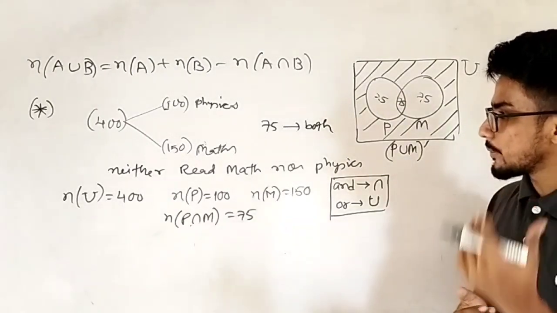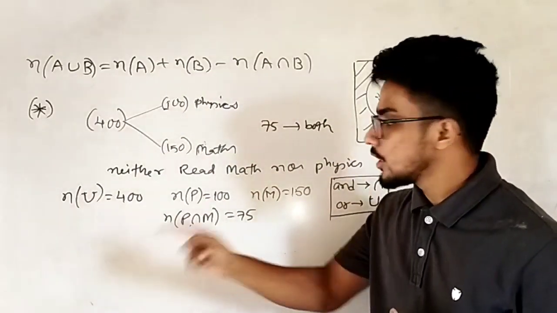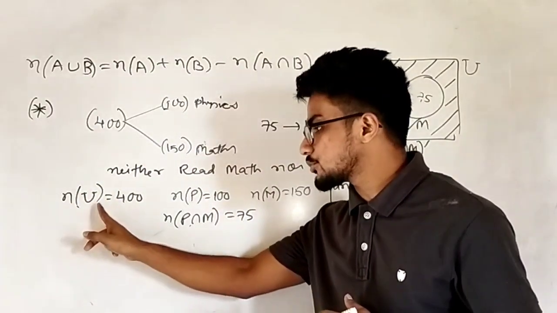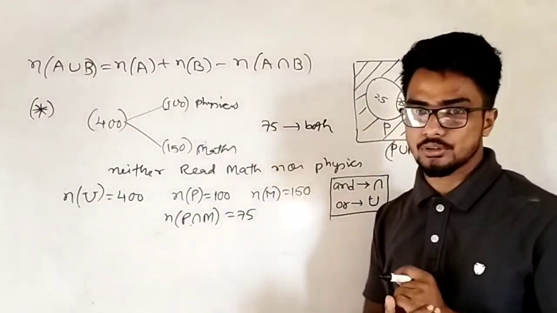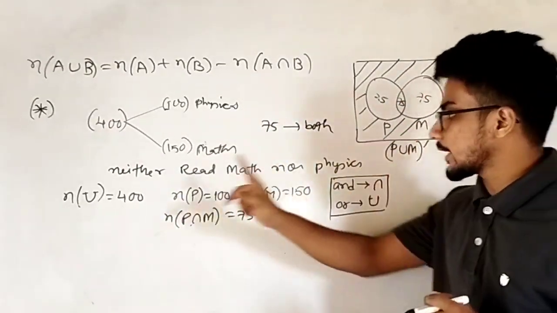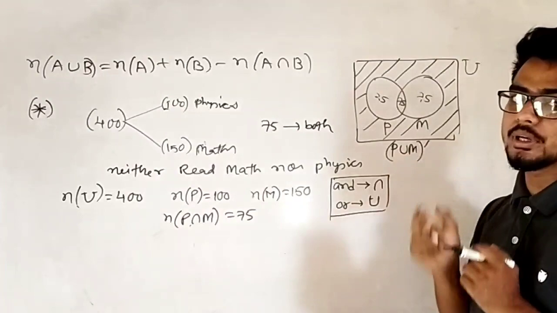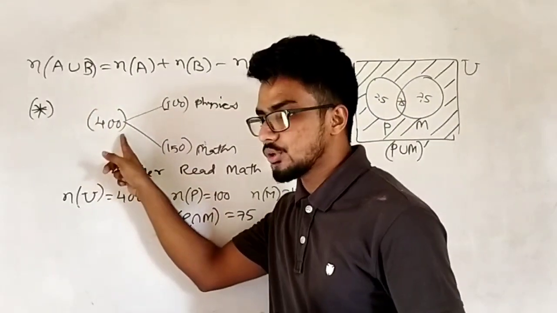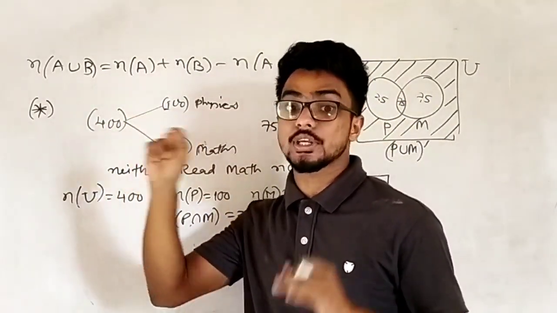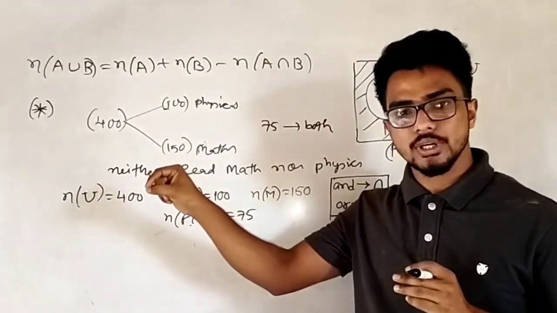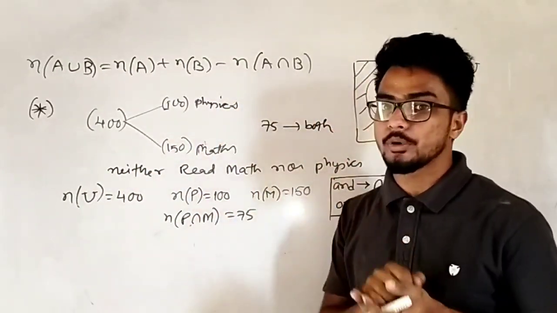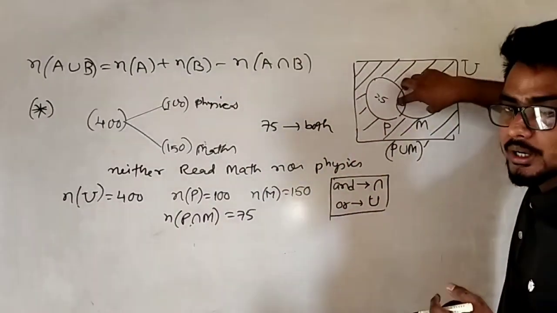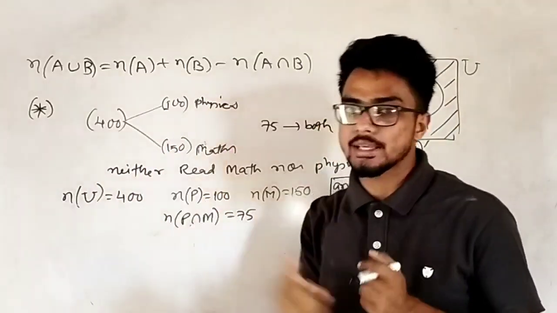But a question may arise: in our previous question we took the number of U as the number of P union M. But in this case we do not consider the number of U as the number of P union M, because in the previous question it was given that all the 38 students read at least physics or maths. So ultimately all 38 students were in either one set or the other, so the union gives that result.